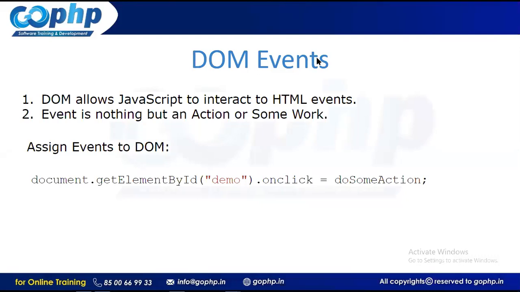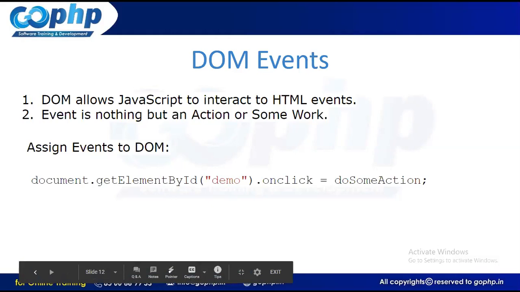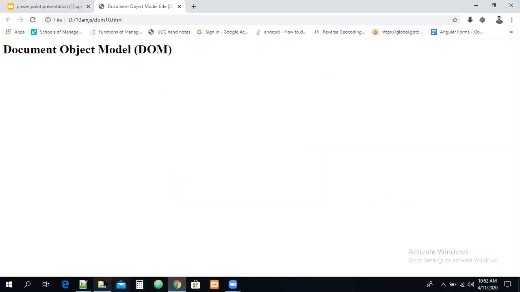So how can we add an event? Let us see practically how we can add an event to an element. Do you see "assign events to DOM"? Demo is an element, and do you see onclick? Here I'm assigning the element to do some action. But first, let us see how we assigned an event to an element earlier, the basic events, and then we can go to the DOM approach using the document object model.